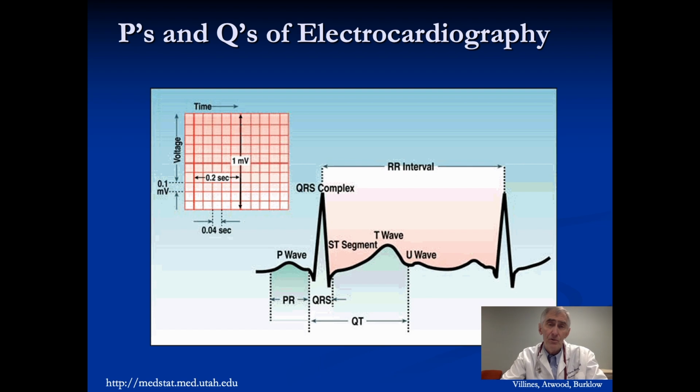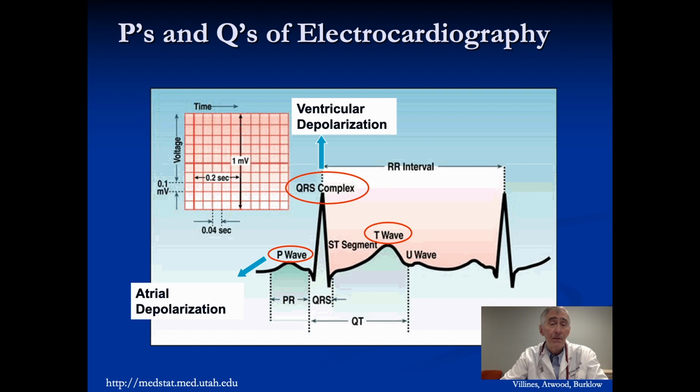Now, the P's and Q's of electrocardiography are not particularly complicated, but they're statements that we will make that may be a little confusing. Needless to say, the P wave represents atrial depolarization, and the QRS represents ventricular depolarization, and the T wave represents ventricular repolarization. But what happened to the P wave repolarization? Well, that tends to be hidden in the QRS right here.